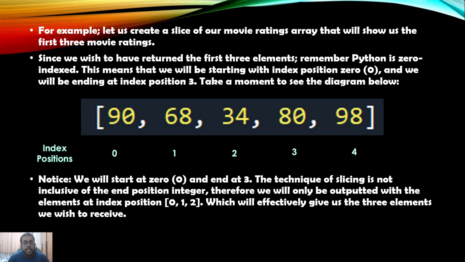For example, let us create a slice of our movie ratings array that will show us the first 3 movie ratings. Since we wish to have returned the first 3 elements, remember Python is 0 indexed. This means that we will be starting with index position 0 and we will be ending at index position 3. Take a moment to see the diagram below. 90, 68, 34, 80, 98. Index positions 0, 1, 2, 3, 4. Notice, we will start at 0 and end at 3.